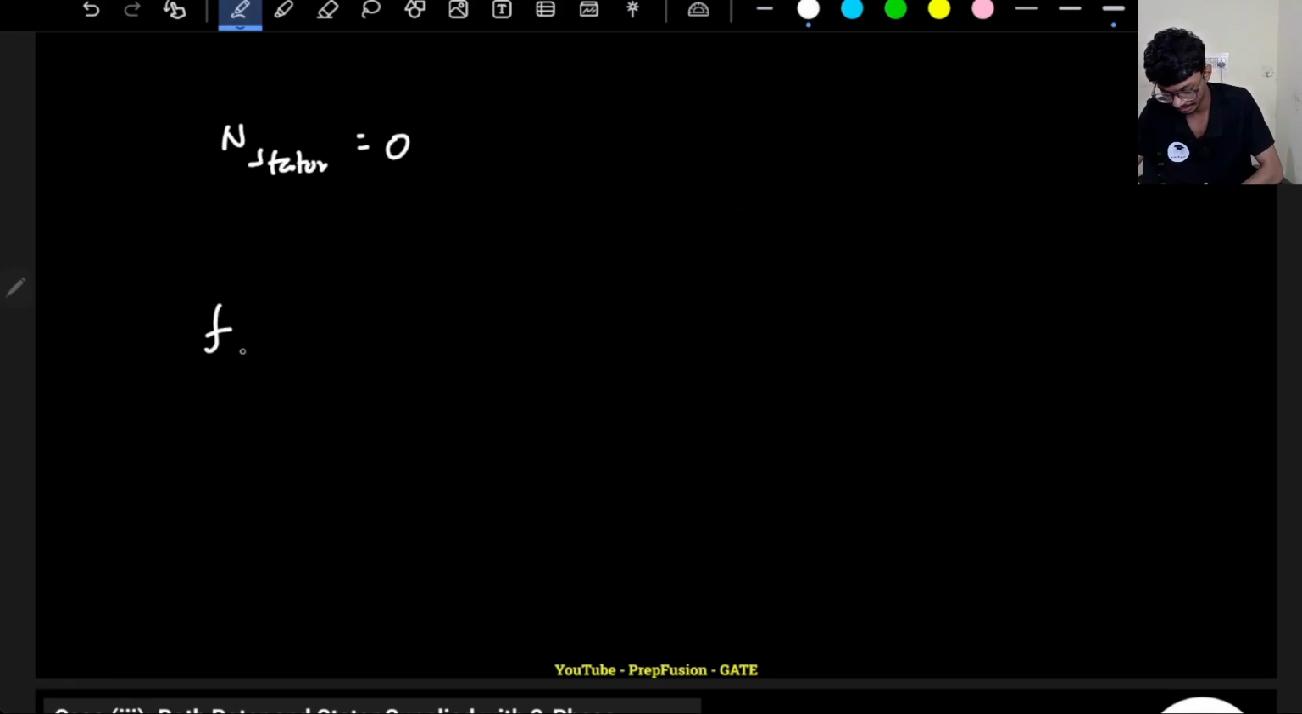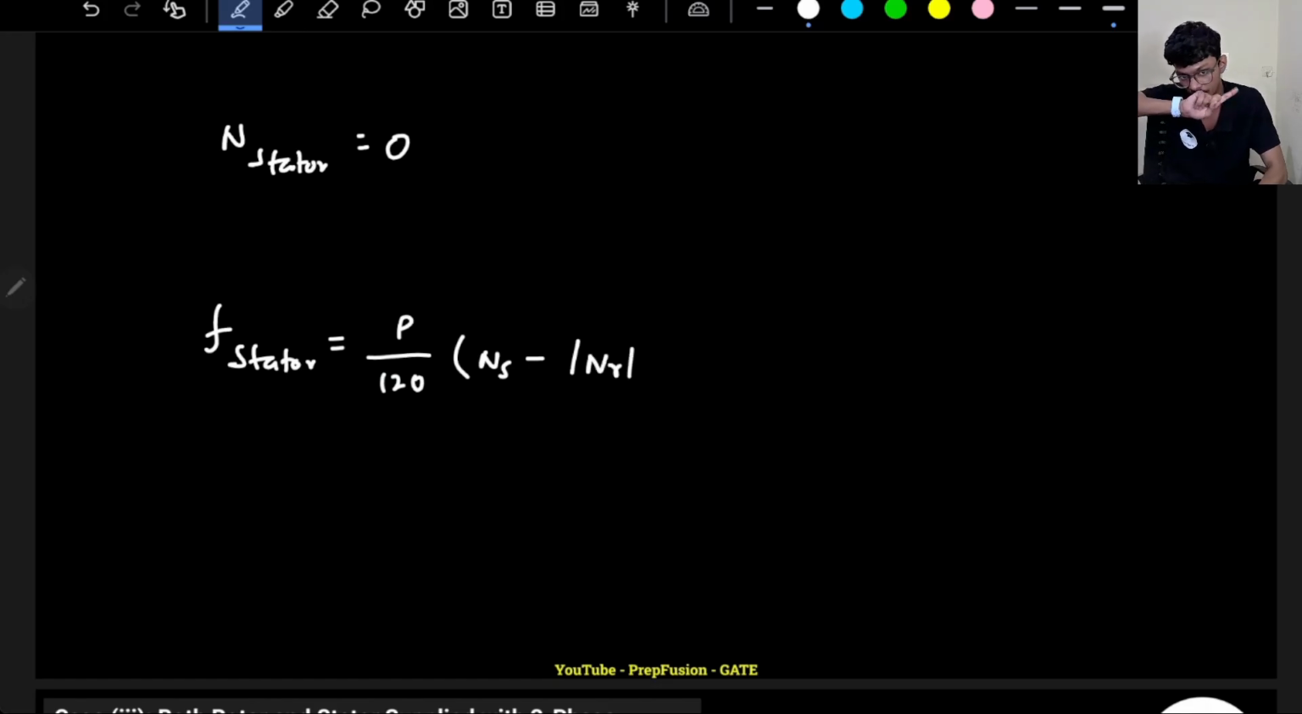As I know nr is negative, I will write the frequency of the stator winding induced EMF. It will be P by 120 into ns, which is a positive number in the direction of the rotating magnetic field, minus the magnitude of nr, because the rotor is rotating in the opposite direction, right? That's why I have taken the magnitude of nr. So it is basically ns minus magnitude of nr. If I assume nr to be in the same reference direction, ns minus nr is just s into ns. This we had derived because s is equal to (ns minus nr) divided by ns.